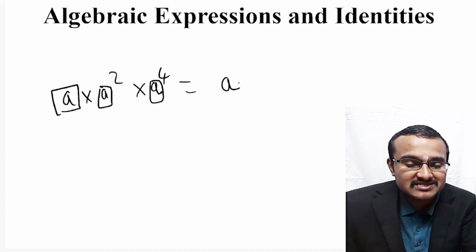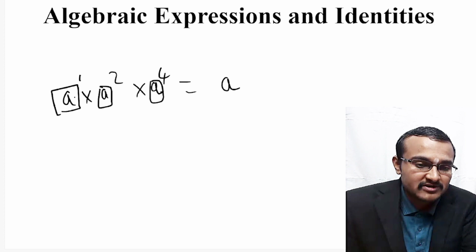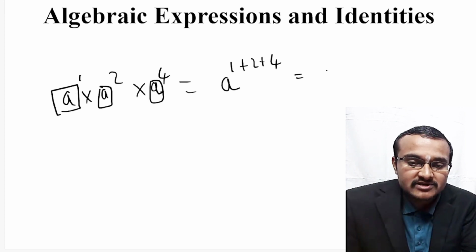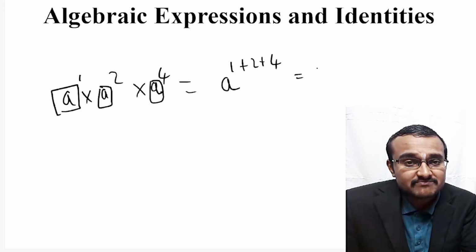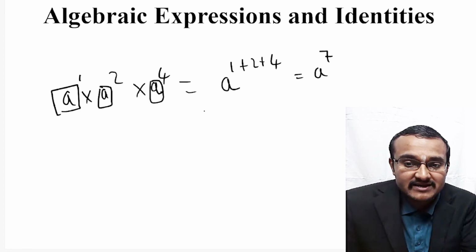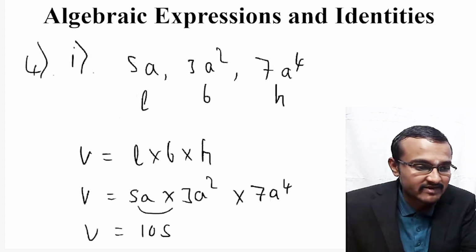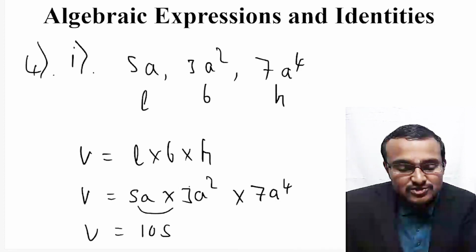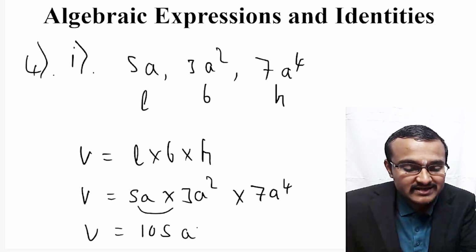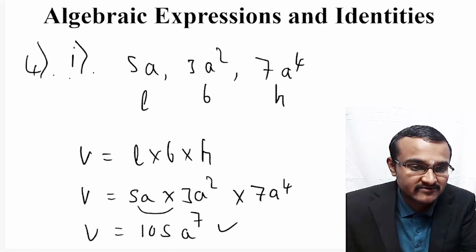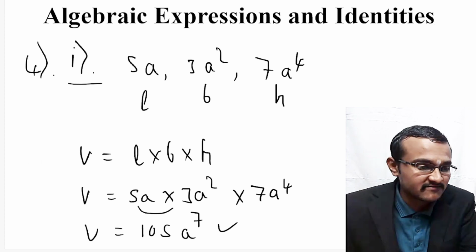When you perform a into a square into a power 4, you can clearly see the base is the same. Here also a is there, here also a is there, here also a is there. So when the base is common, you can just write a and go on adding the powers. Here a means it is a power 1. So it will be 1 plus 2 plus 4. What is 1 plus 2 plus 4? It will be 7. So a power 7. So 5 into 3 is 15, 15 into 7 is 105, and a into a square into a power 4 is a power 7. So the volume of this cuboid or rectangular box is 105 a power 7. That is the answer for the first question in this fourth question.